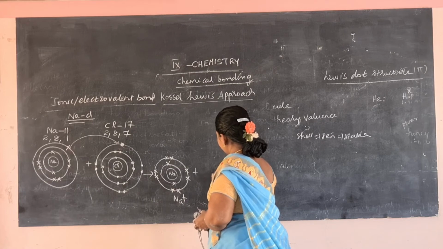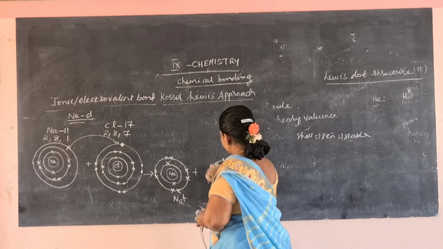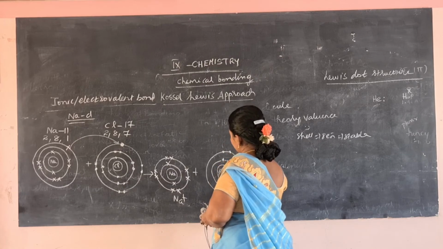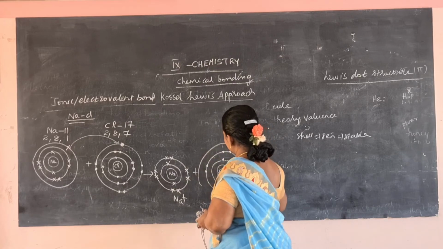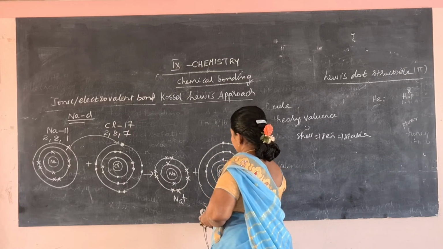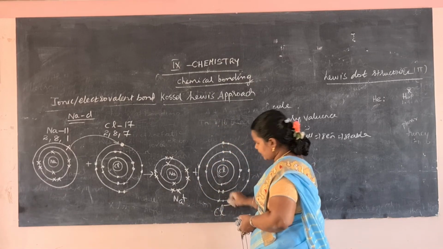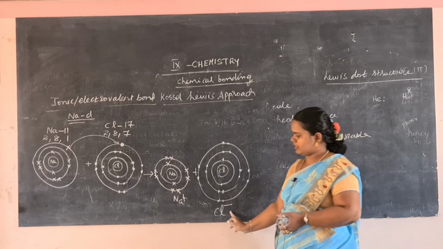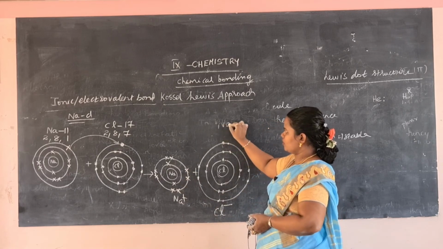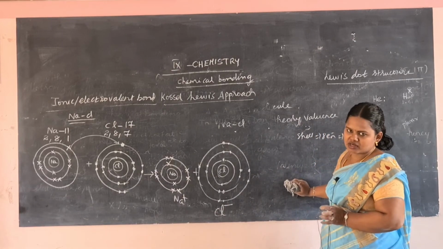For Cl, in the first shell it has 2, in the second shell it has 8, and in the third shell it has received 1 electron from sodium, so it has 2, 8, 8 electrons. Since it has received 1 electron, it attains a negative charge, Cl minus. Because it received an electron it becomes Cl minus, and because sodium gave an electron it becomes Na plus. This is the formation of NaCl. So it has formed a bond, NaCl. NaCl is nothing but what? Our common salt, sodium chloride.